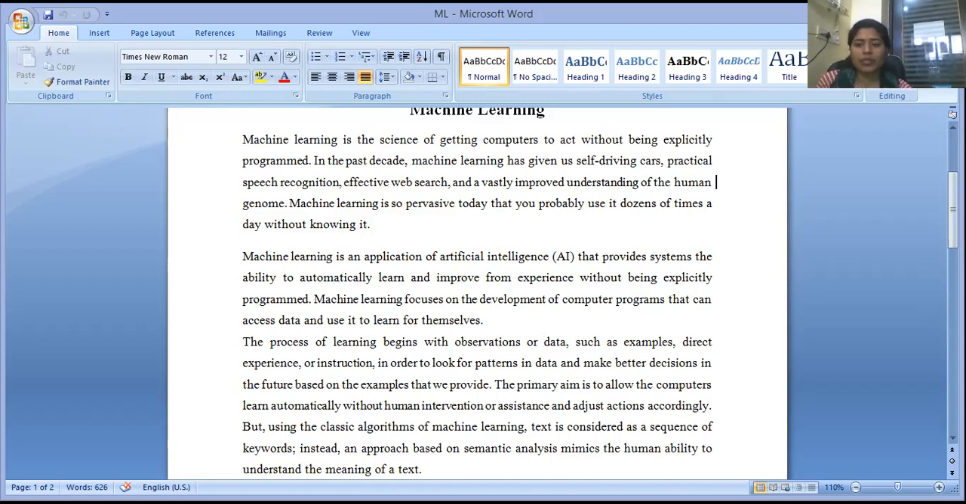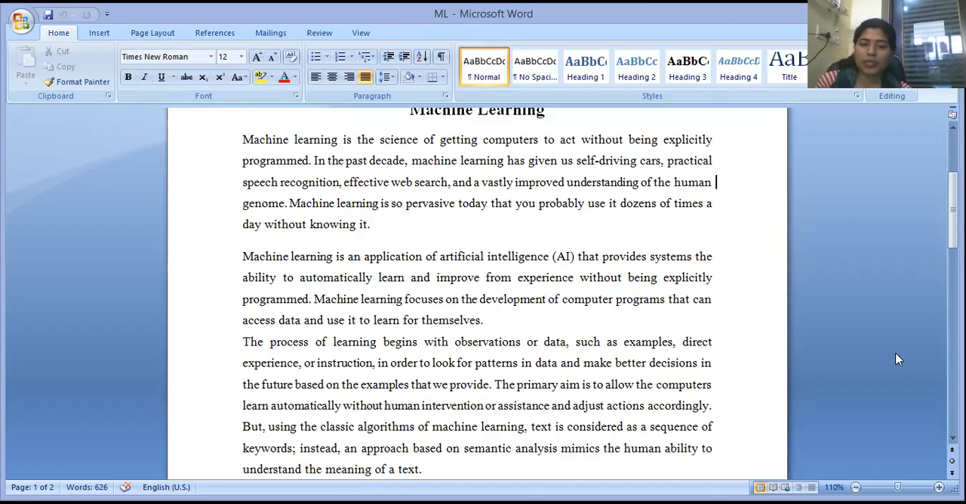Mostly people are unaware of machine learning technology. Machine learning is basically an application of artificial intelligence that provides the ability to automatically learn and improve from experience without being explicitly programmed. Machine learning focuses on the development of computer programs that can access data and use it to learn by themselves. Yes, this also helps you understand machine learning.